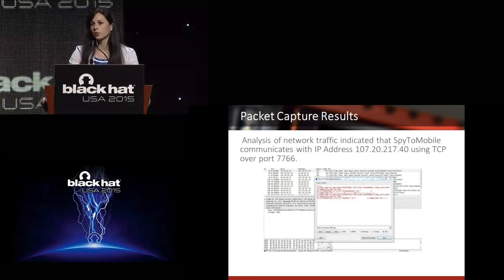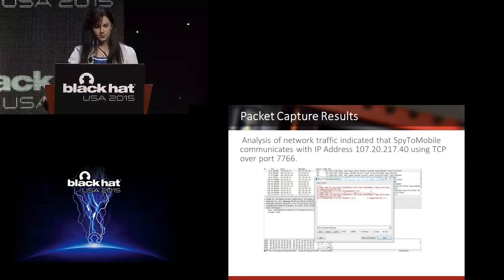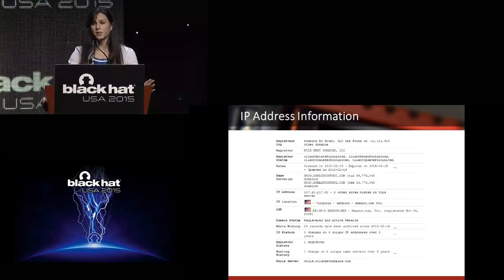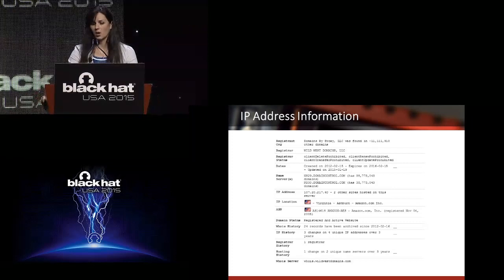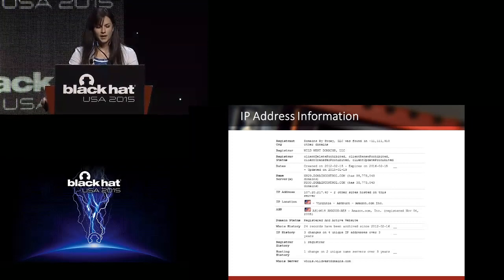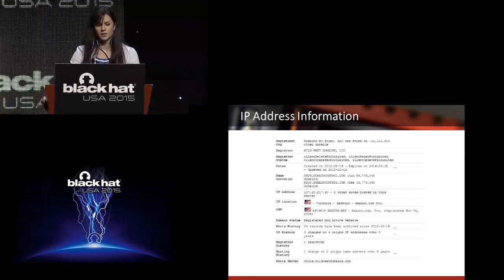So using Shark4Root, we did take a PCAP, and we're able to analyze the network traffic for Spy2 Mobile. And it shows that it communicates with IP address 107.20.217.40 using TCP over port 7766. So we threw this into a whois lookup to figure out where this IP address was, and it is registered to Wild West Domains LLC and is hosted by Amazon AWS in Ashburn, Virginia.